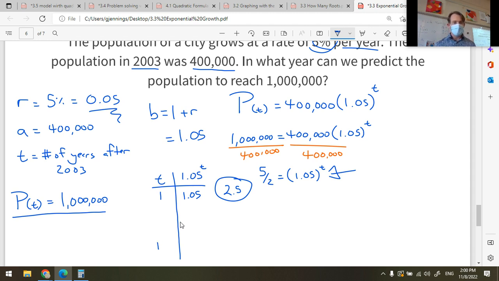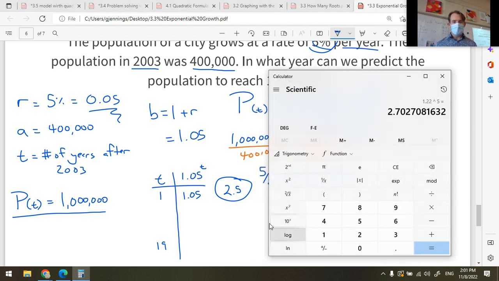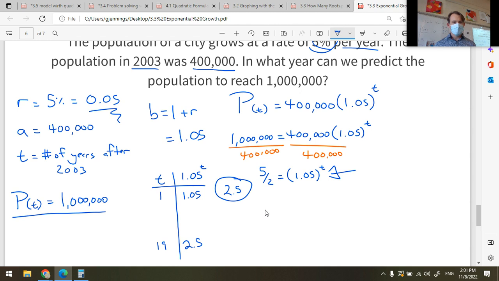19, let's try 19. So then we do 1.05 raised to the 19. Don't dare do that longhand. It's way too hard. 2.52. That's very good. Because we found when we did inverse operations that this growth has to be about 2.5, right? How long does it take the population to double and then grow by half? So we just guess and check. So you guess 19.